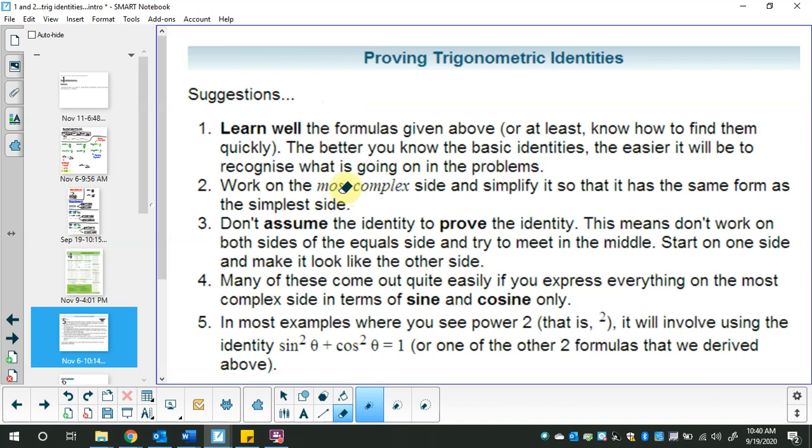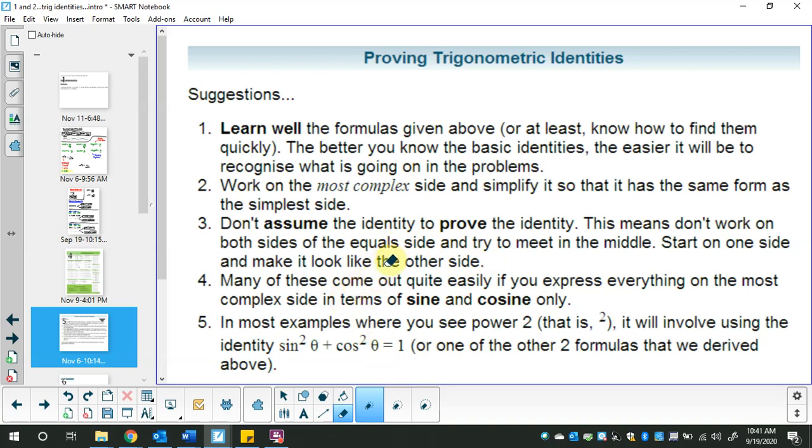I don't believe that number 2 is something that you should follow. It says work on the most complex side and simplify it so it is the same form as the simplest side. And also, don't assume the identity to prove the identity. This means don't work on both sides of the equal sign and try to meet in the middle. Start on one side and make it look like the other side. I don't necessarily agree with these, and I'll show you why eventually, once I go through this.